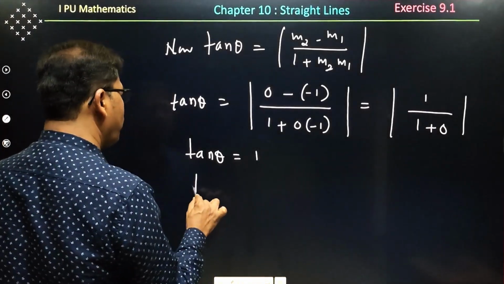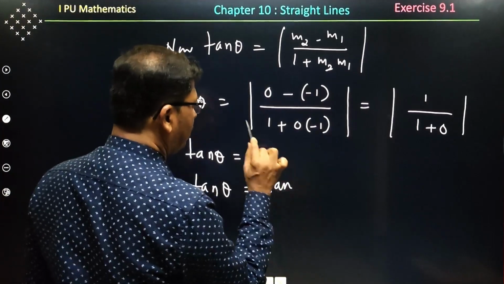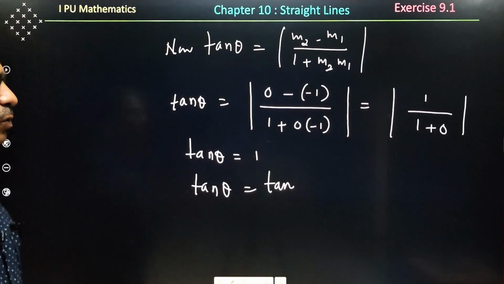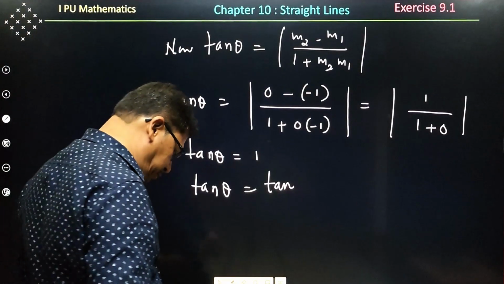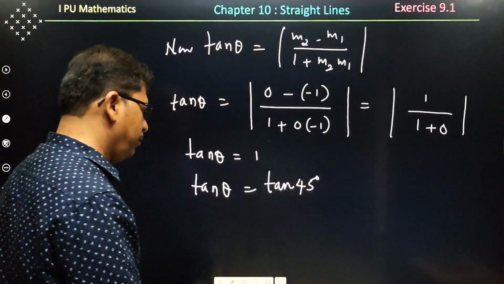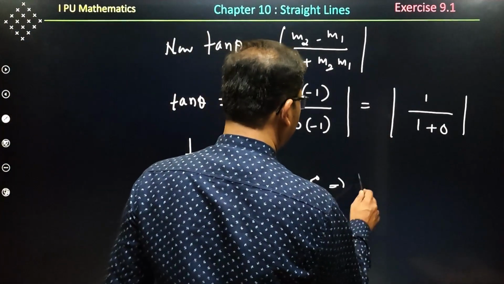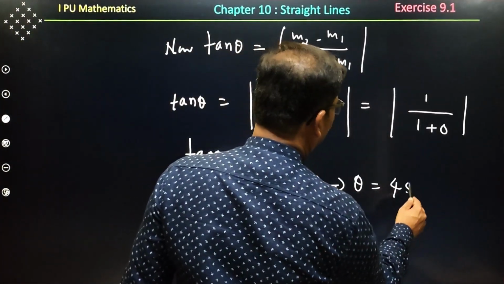So instead of 1, how can you write it in tan ratio? What standard angle can you write? 45 degree. 45 degree, okay, correct it is. So what about the value of theta? This is equal to 45 degree.